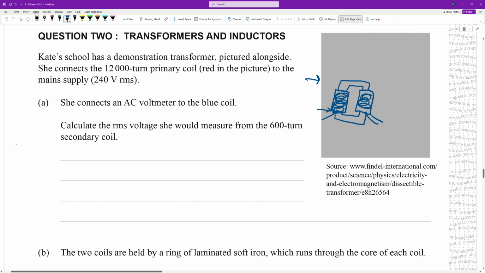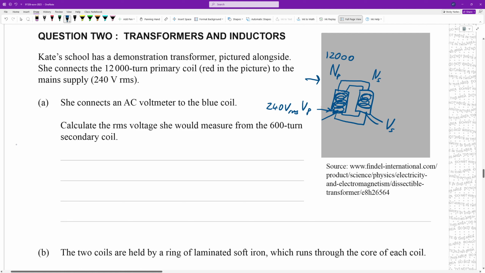Right, we have a primary, so number of primary turns and number of secondary turns. We have a primary voltage and a secondary voltage. So the primary coil has 12,000 turns, so NP is 12,000, no problem. And it is connected to 240 volts RMS to the primary.